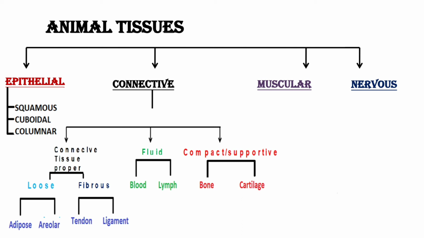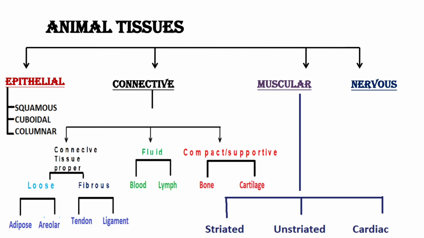Muscular tissues are classified as striated, unstriated, and cardiac. In nervous tissue, we don't have to learn about Schwann cells, only the neurons. So first we will start with the epithelial tissue.